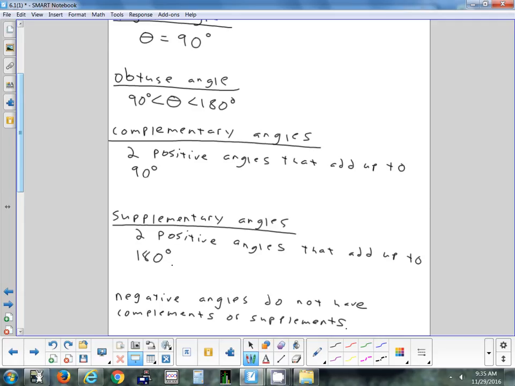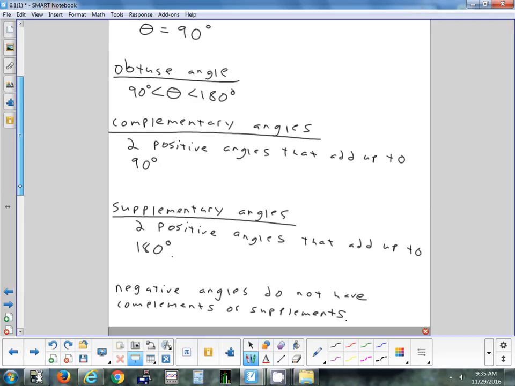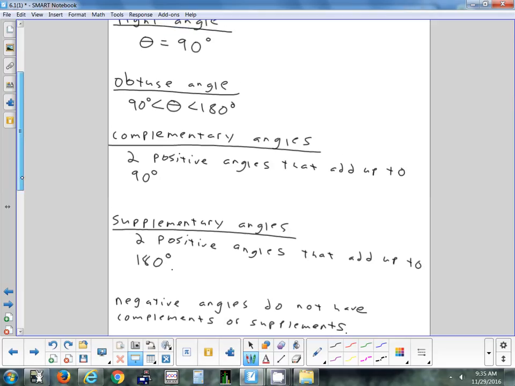So negative angles will probably have obtuse or acute either. No, if I said is negative 10 obtuse, acute, or a right angle, or none of the above, it is none of the above. So just disregard negative angles for different stuff.